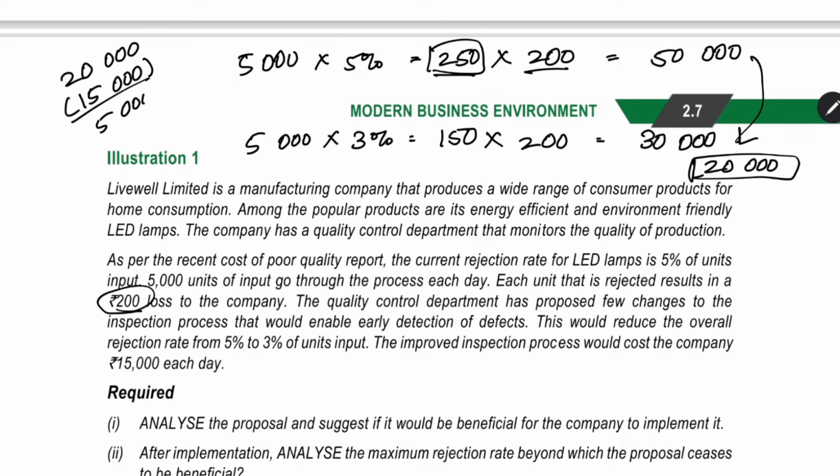Now the net benefit we have is 5,000. This is what they are asking in the first question: whether it will be beneficial for the company. There will be a 5,000 rupees benefit for the company by implementing this.